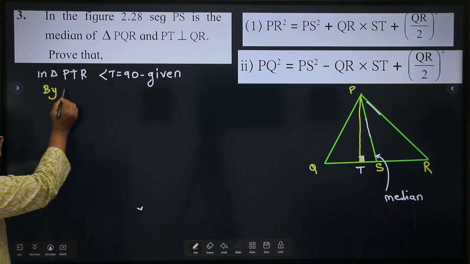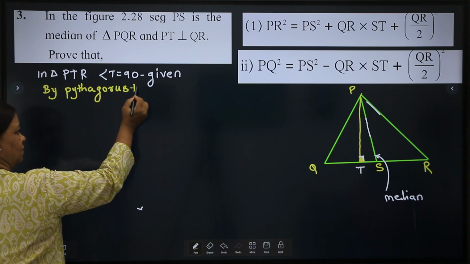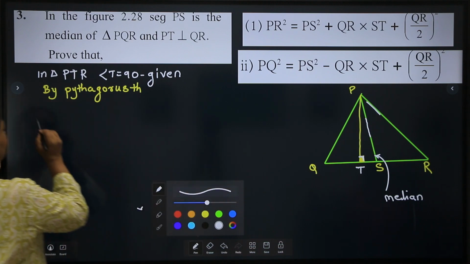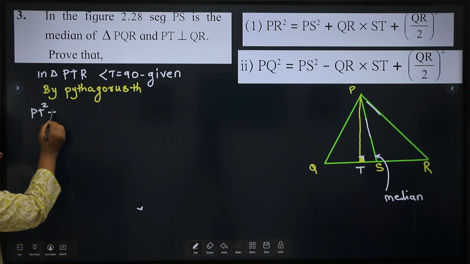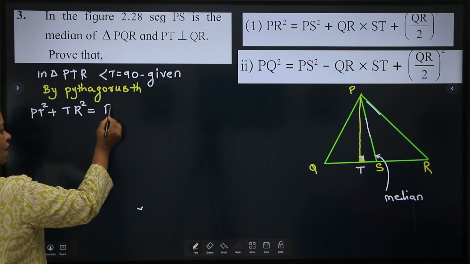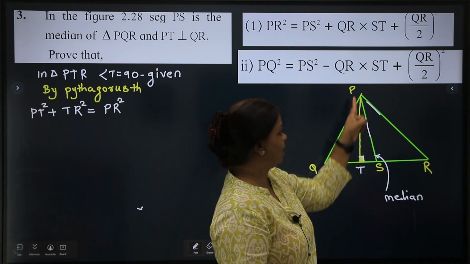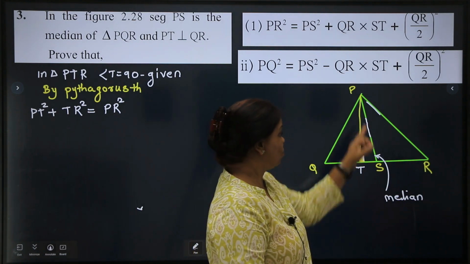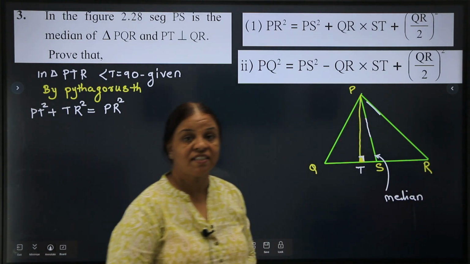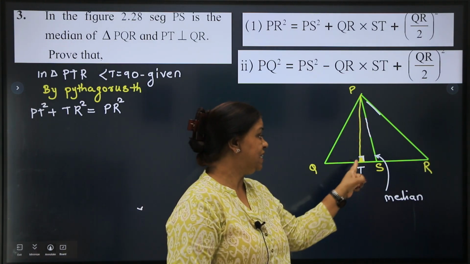By Pythagoras theorem, what will I get by using Pythagoras theorem in PTR? PT square plus TR square is equal to PR square. I wanted PR square and I got it. But I also want PS square. So PS square, again if you see, is coming in the triangle PTS. And PTS is a right angle triangle, and I can easily get PS square by using Pythagoras theorem in PTS.